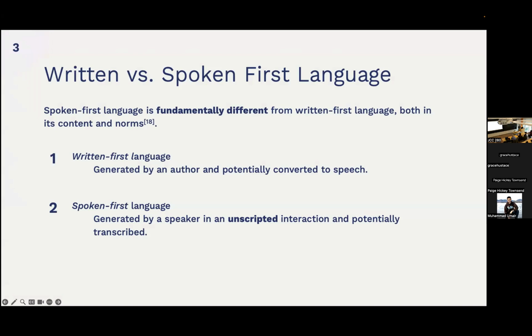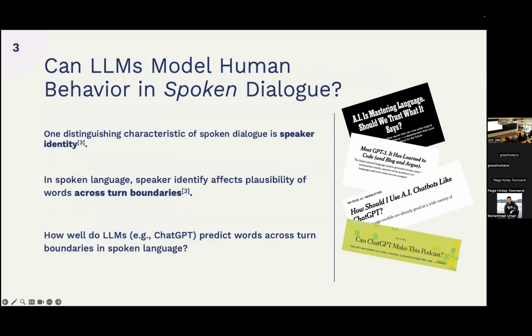So I want to make a distinction between 2 types of language first. There's written first language. That's language that we would write down and then maybe someone would speak. And then there's spoken first language, which we just spontaneously say. And we know from a lot of research that these are 2 different kinds of languages. They're fundamentally different in their norms and their content. And one distinguishing characteristic of spoken dialogue is who is speaking. Who is speaking actually changes the meaning of what's being said, and also the plausibility of what's being said. And we wanted to use large language models to see how well they capture this difference.